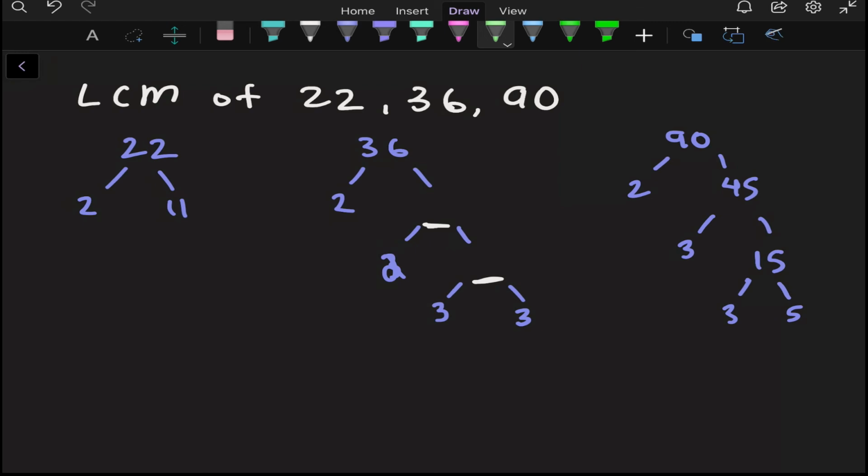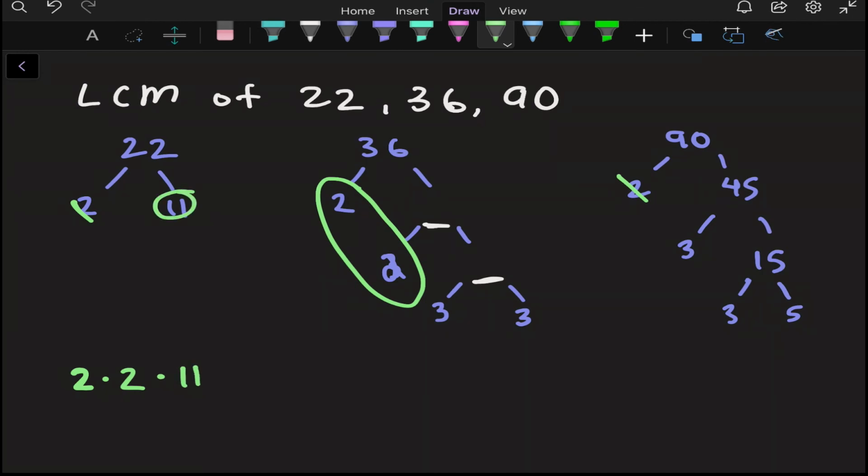common ones. Okay, so we have 1, 2 here, but we have 2 2s here and 1, 2 there. So we're going to grab our 2 2s and cross out the others. So we have 2 times 2. Now we have 11. 11 isn't anywhere else, so we're going to put that in there. Awesome. Over here we have 2 3s. We also have 2 3s in 90, so we can grab either one. And we have a lonely 5, so we grab him as well.